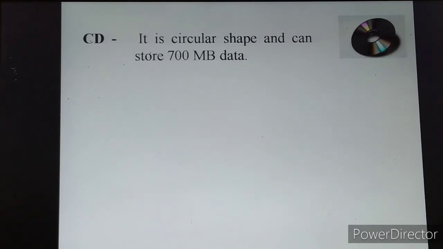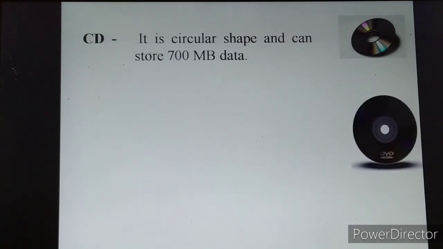The full form of CD is compact disc. It is circular in shape and it can store up to 700 MB of data. It is easily carried from one place to another place. Right? What is this? DVD.